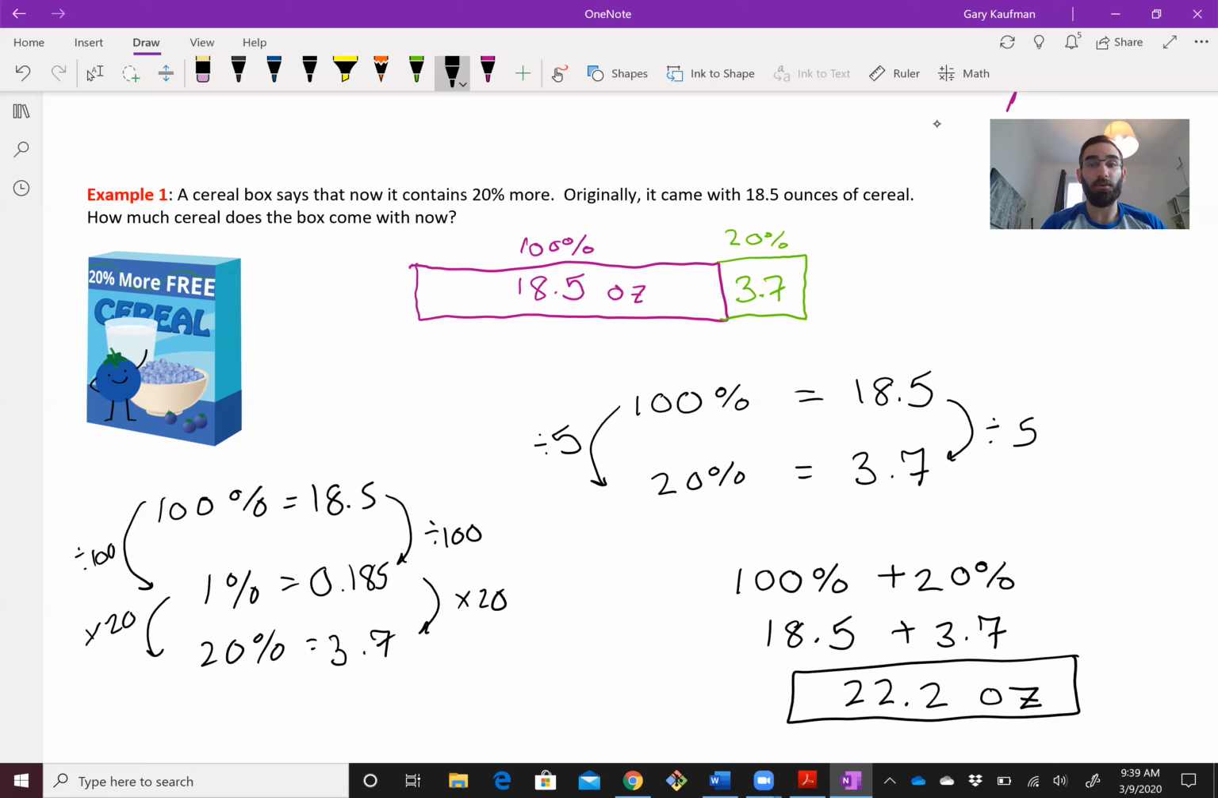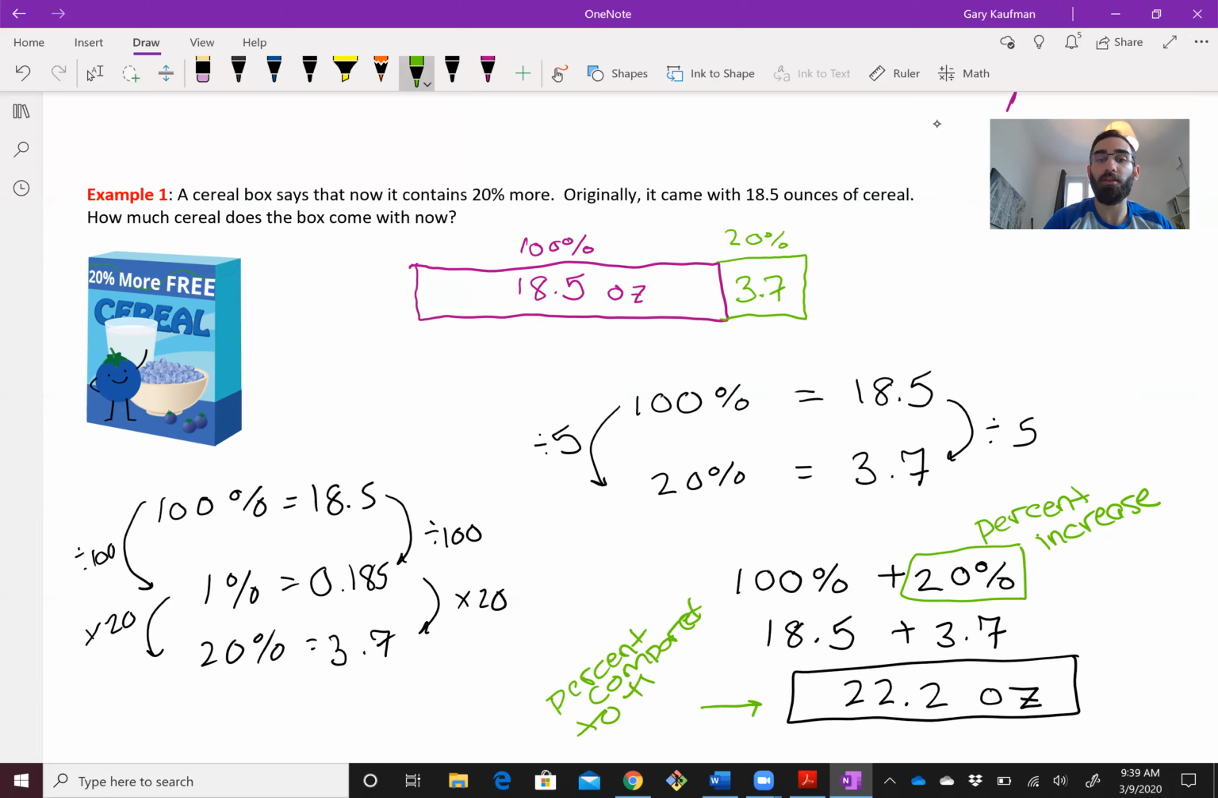Now, pay close attention to what I'm about to say. This 20% I would call the percent increase. I increased 20%. The 22.2, this represents the percent compared to the original. What is this percentage now? It's 120% because it's the 100% and the 20%.